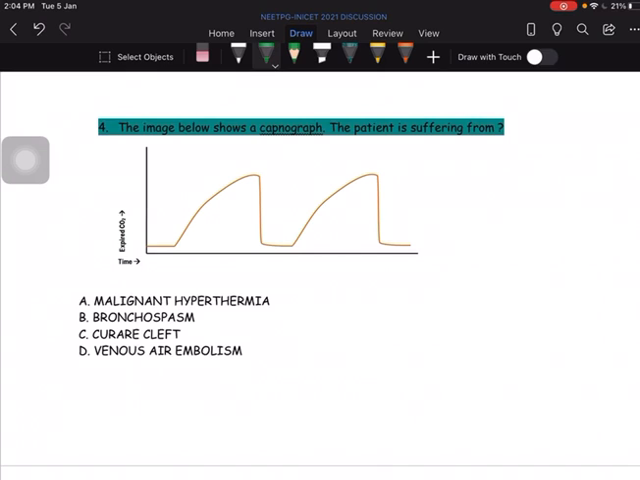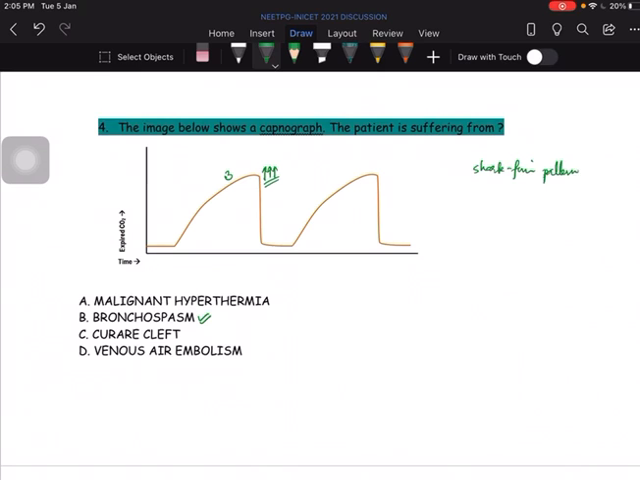Okay, next, if the image shows a capnograph, the patient is suffering from what? There are different types of capnograph in different conditions. Here what you see in the capnograph is a sudden upstroke in phase 3. This is phase 3, and there is a sudden upstroke. This is seen in cases of bronchospasm or partial obstruction due to secretions or foreign body, or due to drugs. So bronchospasm will present as an upward stroke in the third phase, which is also known as the shark fin pattern.